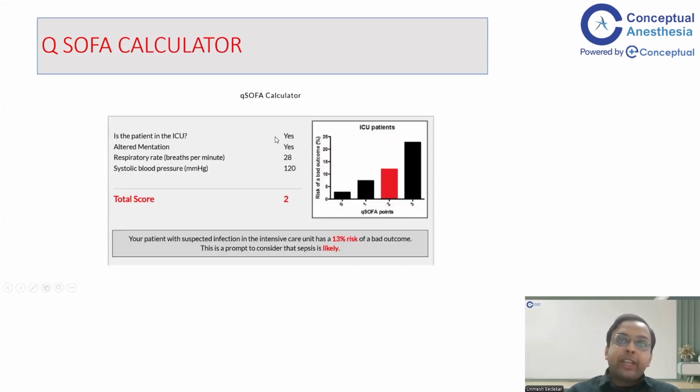So you can see there are various calculators available on the internet. You have to enter the history of the patient. You have to see whether there is altered mentation, the respiratory rate, and the systolic blood pressure, and the scoring is given accordingly for sepsis in ICU. So this particular patient with a score of 2 has a 13% risk of bad outcome, and this is a prompt to consider that sepsis is likely in this patient.